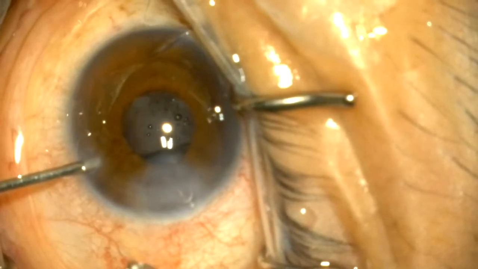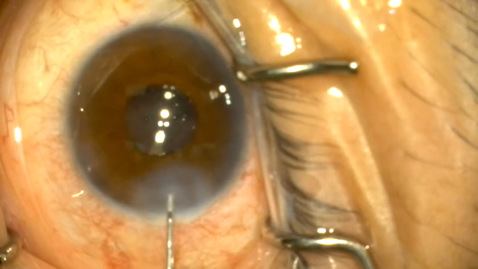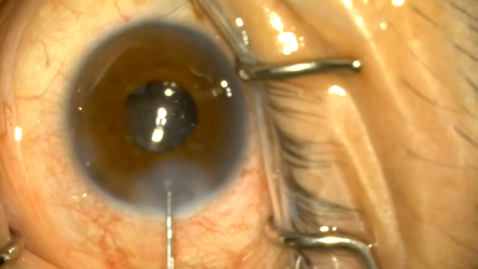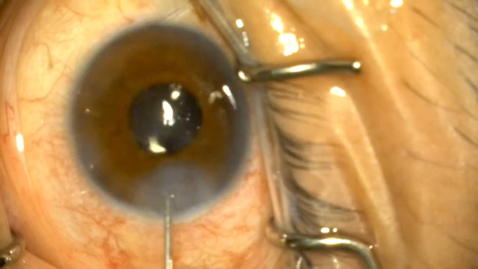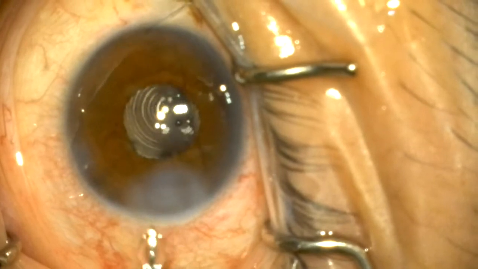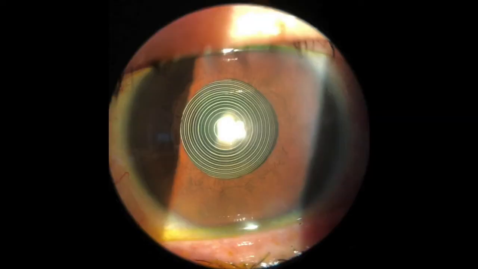As the wound was not extended, I did a stromal hydration and closed the wound and left it sutureless. The patient's vision was 6/9 the next day post-operatively. The patient proceeded with his fellow eye operation a week after. This was the patient's post-operative refractive result in 1 month, which was almost emmetrope. His unaided vision was 6/6 distance and N5 near.